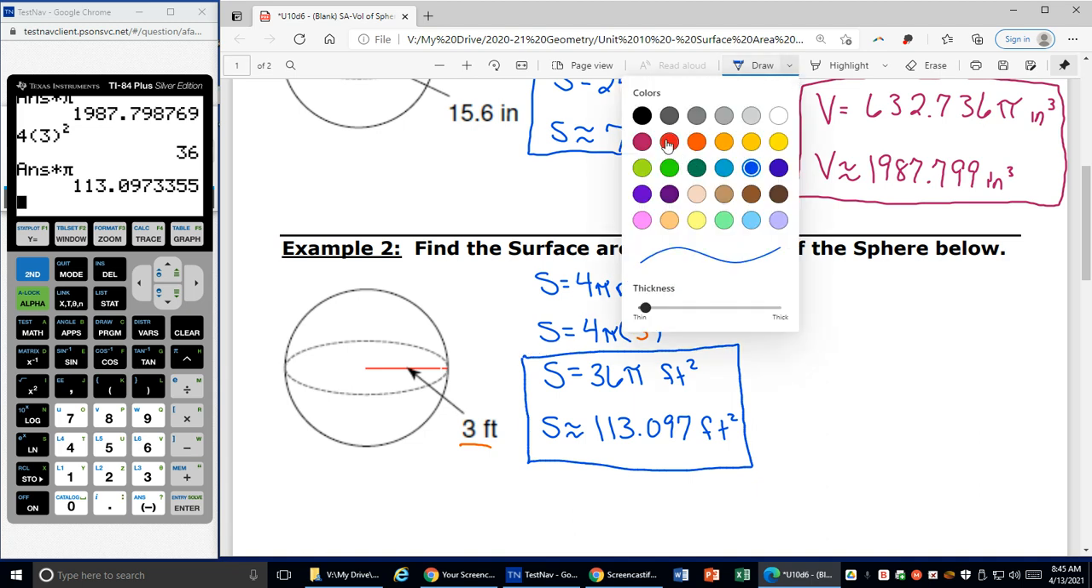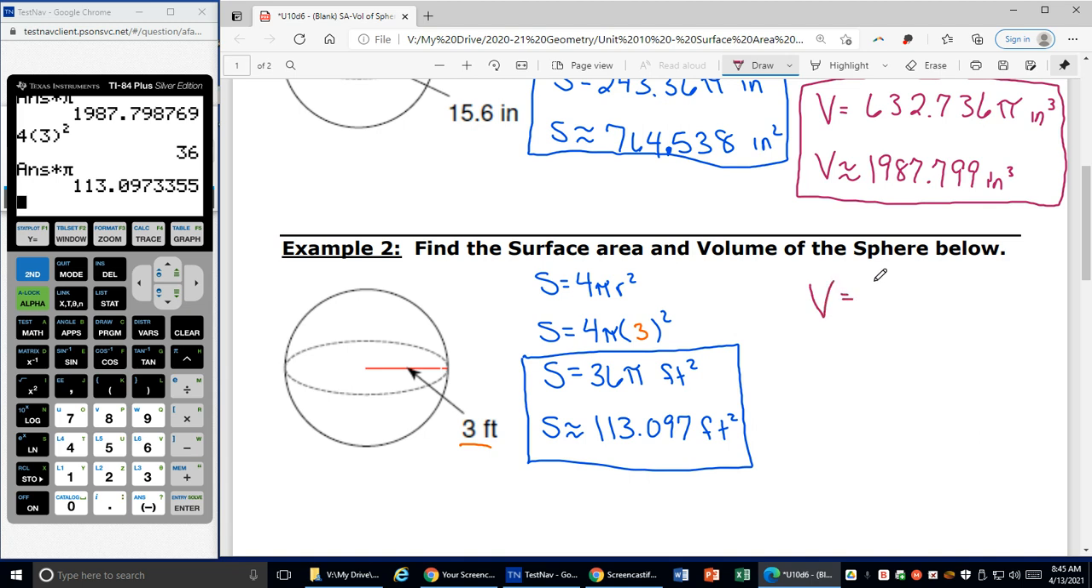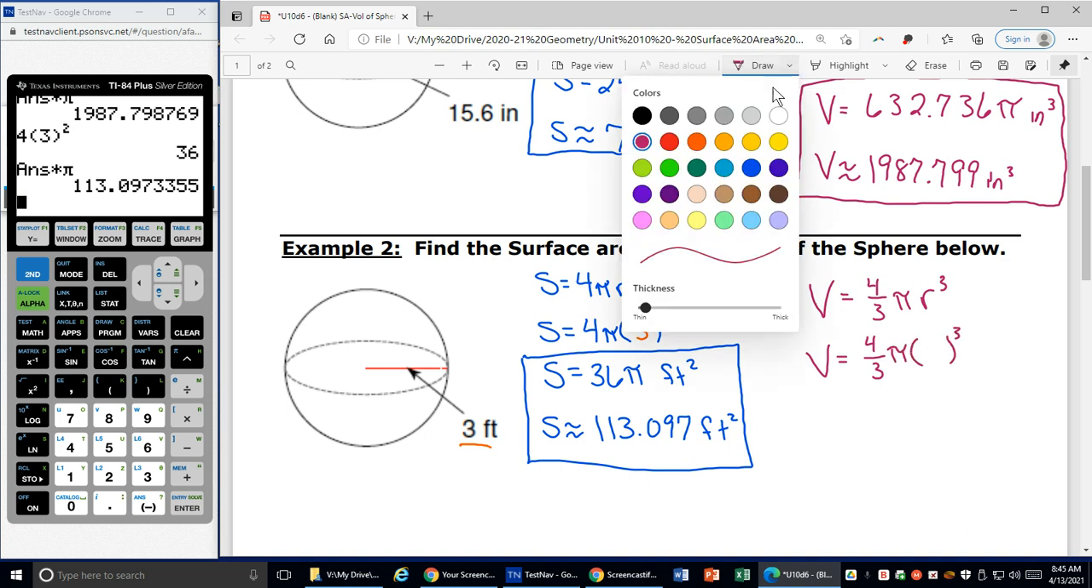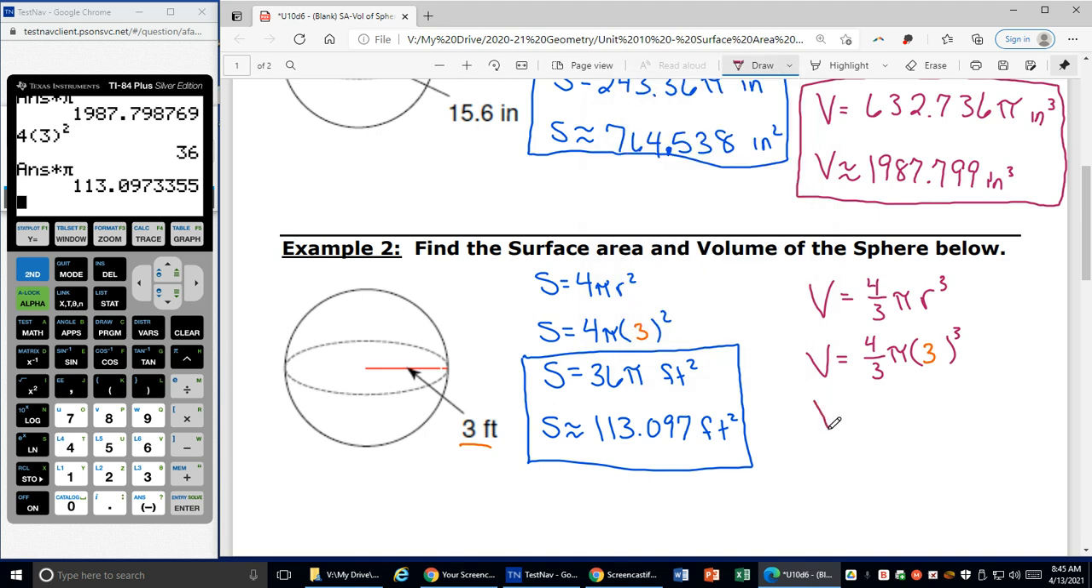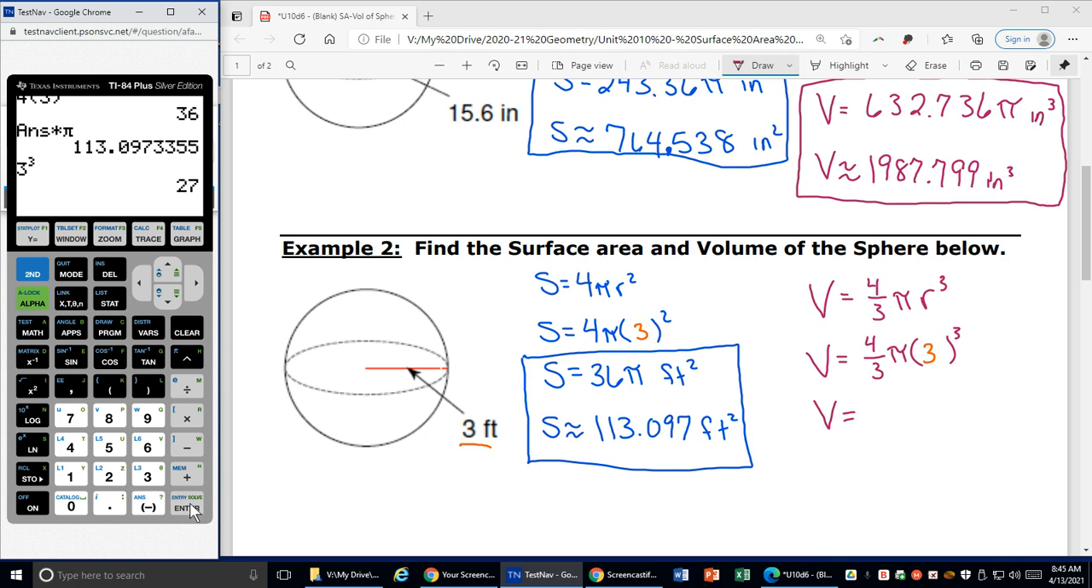Okay, let's look at volume. My volume equals 4/3 pi r cubed, to the third power. So my volume equals 4/3 pi times the radius to the third power. And my radius is 3. When you're doing this one in your head, make sure you really are going 3 times 3 times 3 and not just 3 times 3, right? So 3 to the third power is really 27.